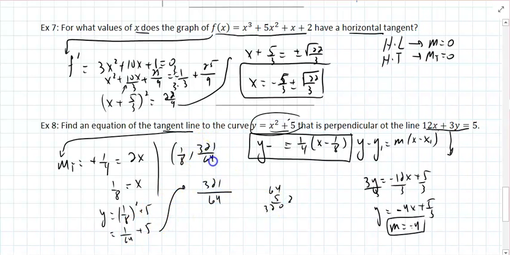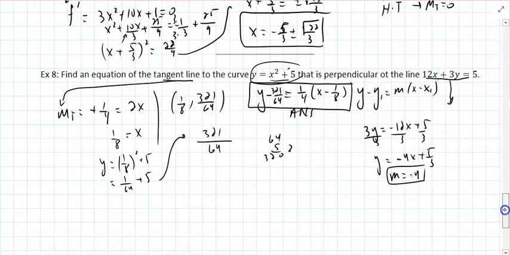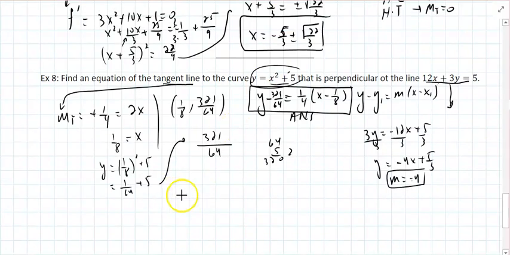I made this up, that's why the numbers are really messy. And that would be my answer. And that's how it works. And that's pretty much all I have to do. That concludes this section.